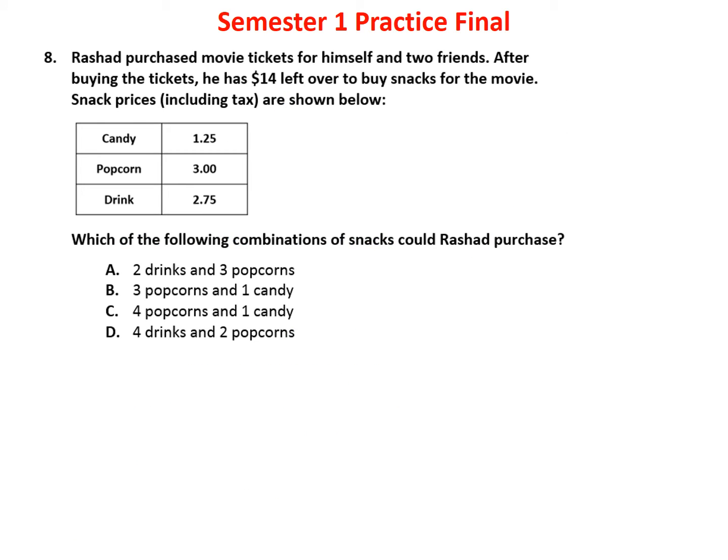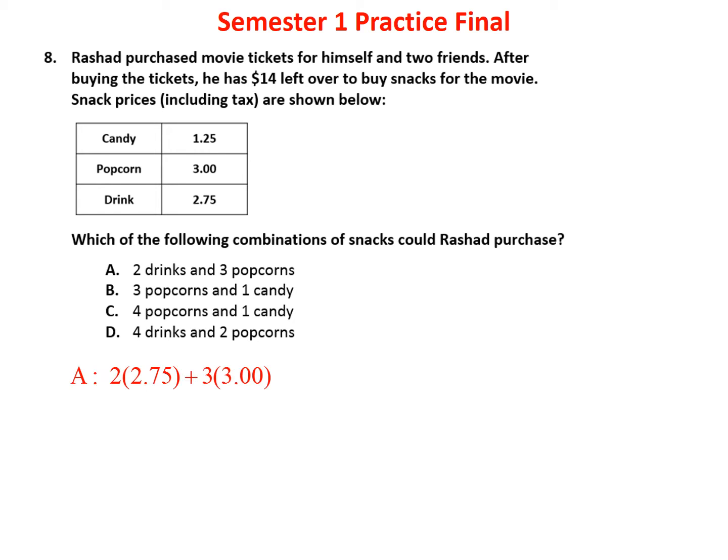In problem 8, Rashad purchased movie tickets for himself and 2 friends. After buying the tickets, he had $14 left over to buy snacks for the movie. The following box shows the prices including tax. Candy's $1.25, popcorn's $3, and the drinks are $2.75. What we want to find out is which of A, B, C, and D could he afford with $14? So what we need to do is find out how much each answer costs and see if it's less than or equal to $14.